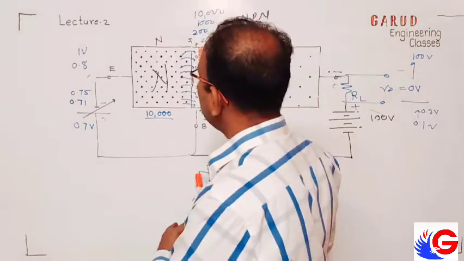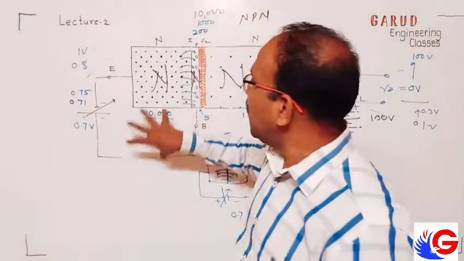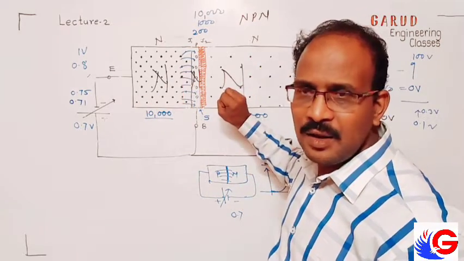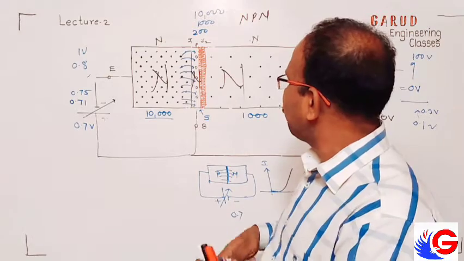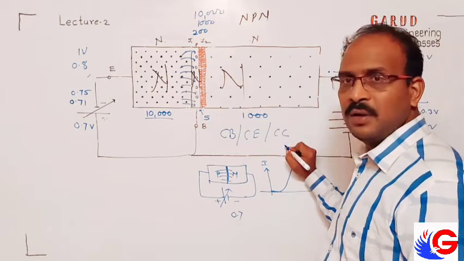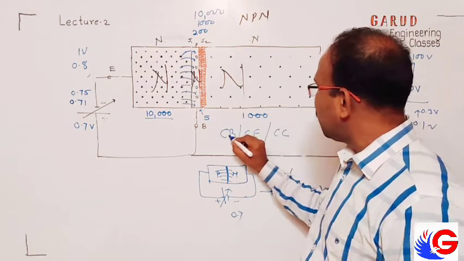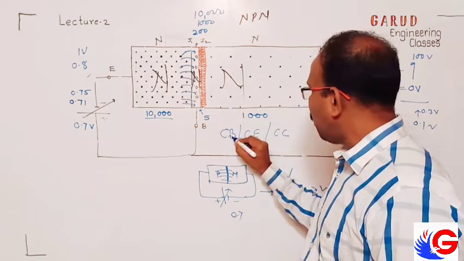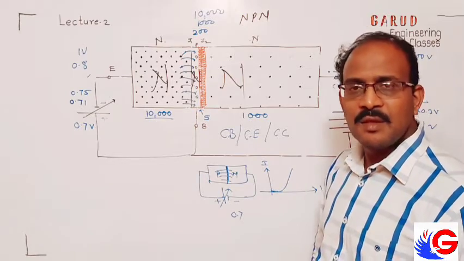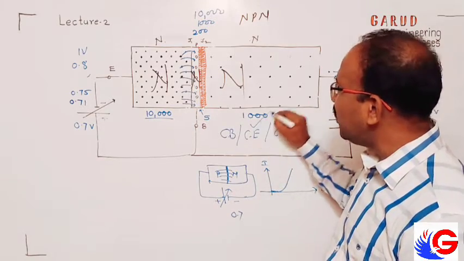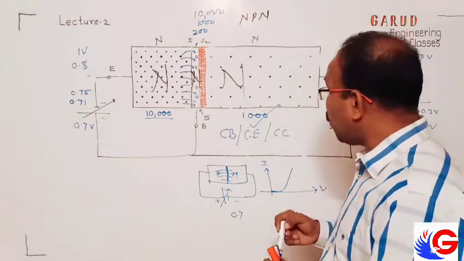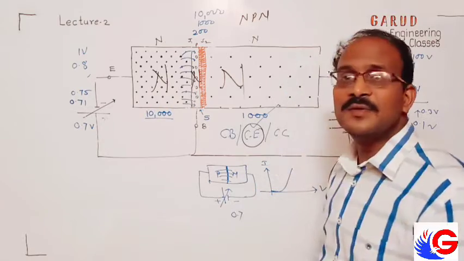Next time I will consider the transistor amplifier configurations. There are 3 types of configuration: common base, common emitter, and common collector. I will consider all 3 configurations and see which one is best and why. You will come to know that common emitter is the excellent combination. I will explain why. Then we will consider common emitter for our study.